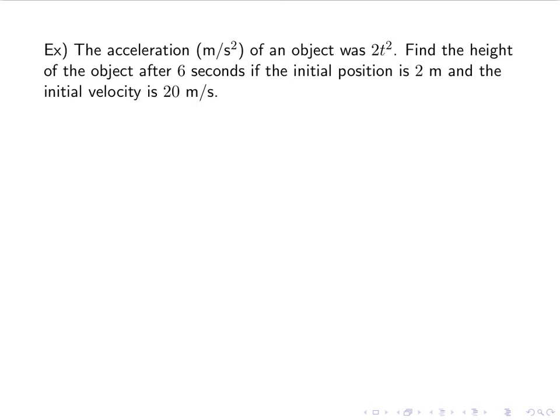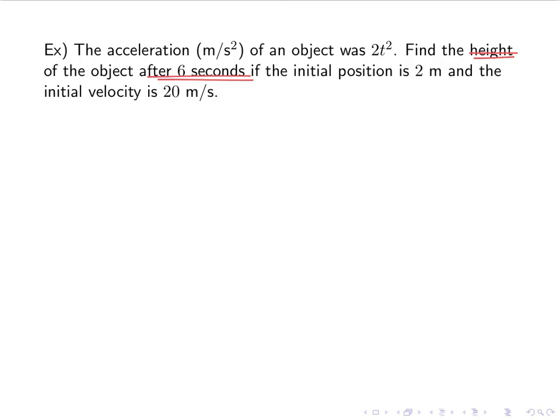Here's another one. The acceleration in meters per second squared of an object was 2t squared. Find the height of the object after 6 seconds if the initial position is 2 meters and the initial velocity is 20 meters per second. So find the height, which is position, after a certain time. So this is that third type. It's going to involve an indefinite integral, but my answer is going to be a number, the height.